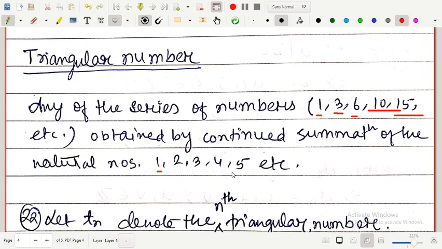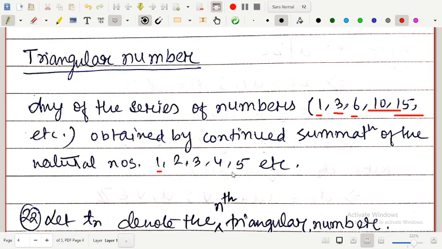If I need to find the 100th triangular number, then what do I have to do? I have to get the sum up to 100. That is, I need to find the sum of 1 plus 2 plus 3 plus 4 plus up to 100. To get the 100th triangular number, we have to add 1 plus 2 plus 3 plus 4 plus up to 100.